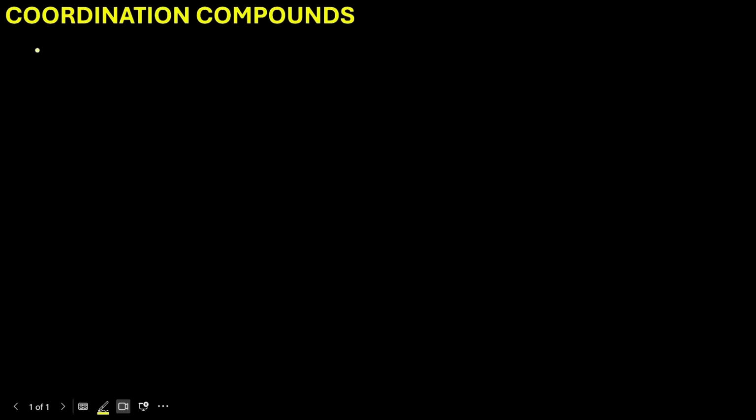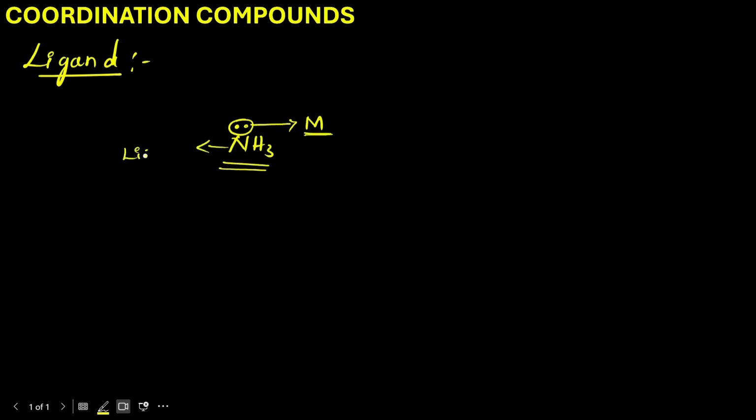Let us know what a ligand is. We will take an example, that is NH3. We know that nitrogen has a lone pair of electrons, and this lone pair of electrons is being donated to the metal atom. In the ligand NH3, nitrogen has the lone pair of electrons and this lone pair is donated to metal M. Therefore, NH3 is a ligand.